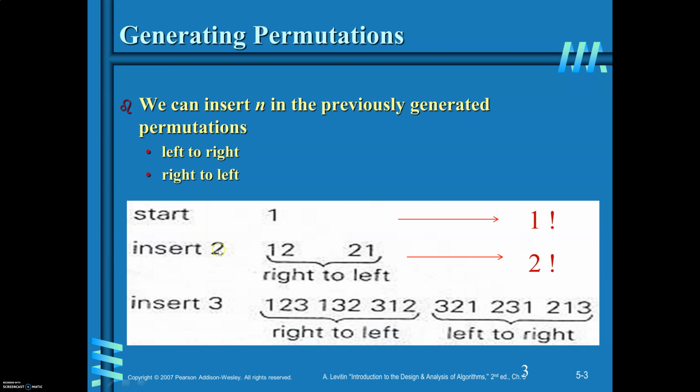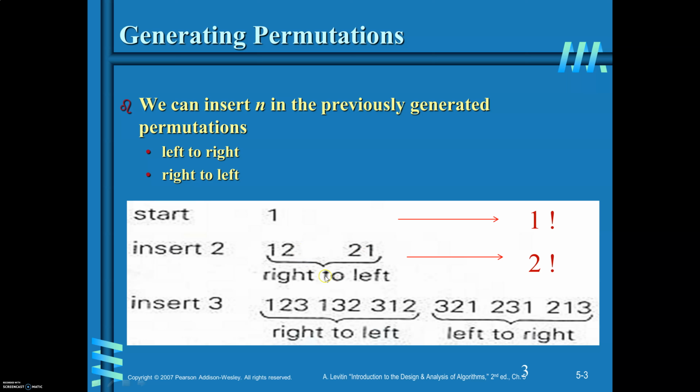Now here, start with 1. For one element, the only permutation is 1 itself. When there are two elements, two permutations are possible. That is, start inserting 2 from right to left. So 2 here and then 2 here. So with that, 2 permutations are possible, 1, 2 and 2, 1.